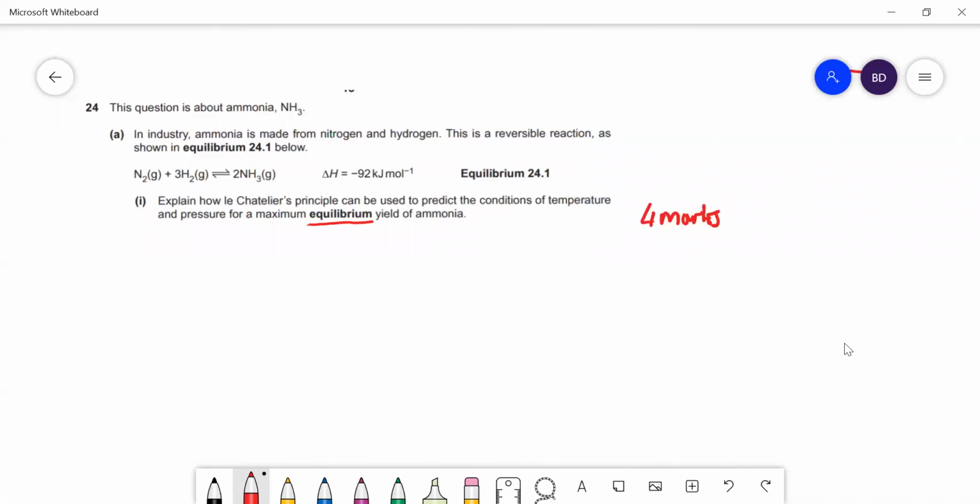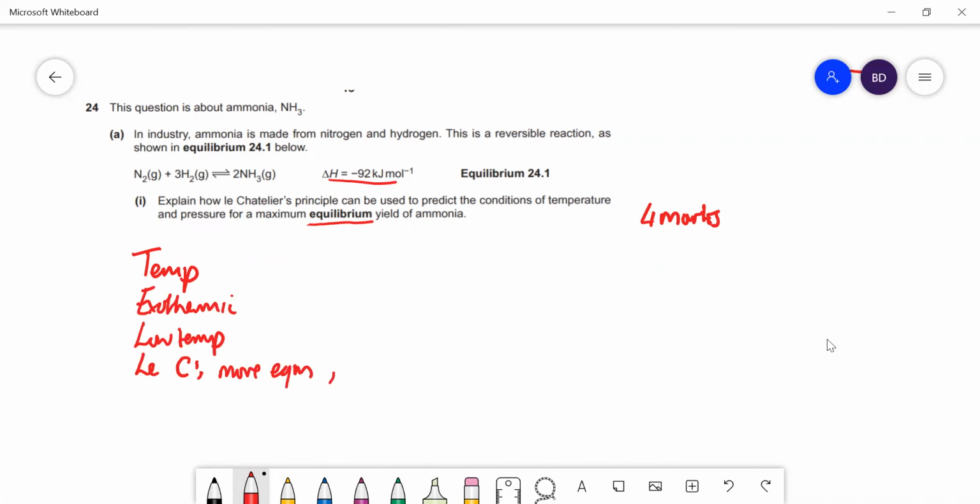So don't go into that bit, you're wasting time. Right, so let's think about temperature. We look at this, the temperature, this is an exothermic reaction. So we should use a low temperature. Le Chatelier tells us that that will move the equilibrium in the exo direction, you'll try and warm it up if you cool it down. In other words, it will move it in the forward direction. You'll get more ammonia produced.